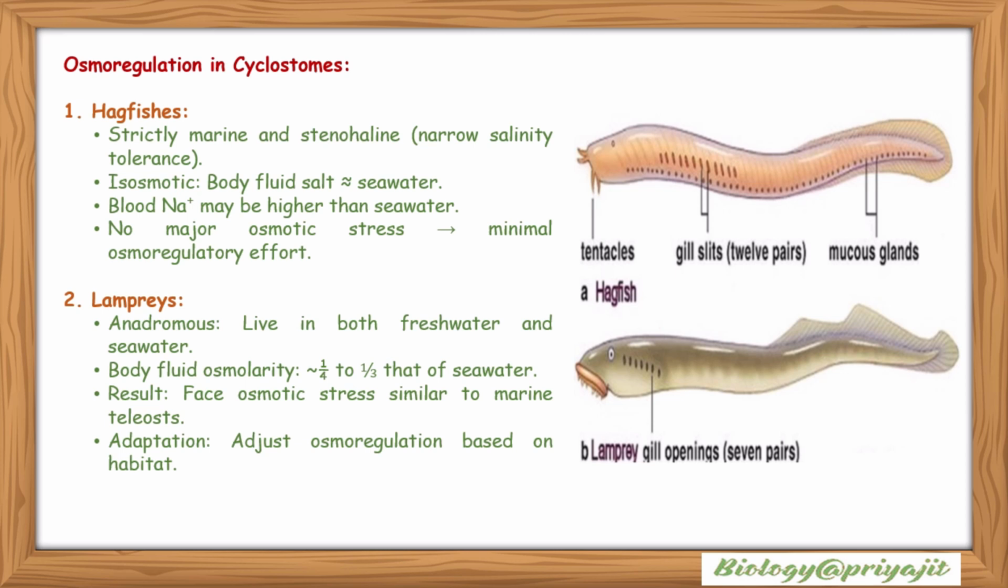In the case of hagfishes, which are strictly marine and stenohaline, they have narrow salinity tolerance. They are usually iso-osmotic, so their body fluid salt concentration is equal to the seawater salt concentration. Their blood sodium concentration may be higher than seawater, so no major osmotic stress and minimal osmoregulatory effort is found. In the case of lampreys, who are anadromous, living in both freshwater and seawater, the body fluid osmolarity is approximately 1/4 to 1/3 of that of seawater, and as a result they face osmotic stress similar to marine teleosts. As their adaptation, they adjust osmoregulation based on their habitat.